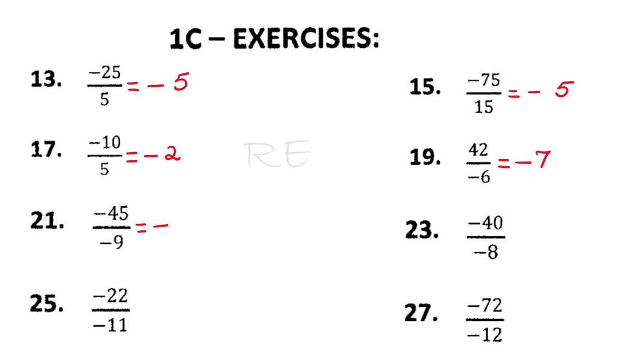Negative over negative, positive. Positive 5. A negative over a negative, positive. Positive 5. A negative over a negative is positive. Positive 2. 22 divided by 11. A negative over a negative is positive, positive 6.